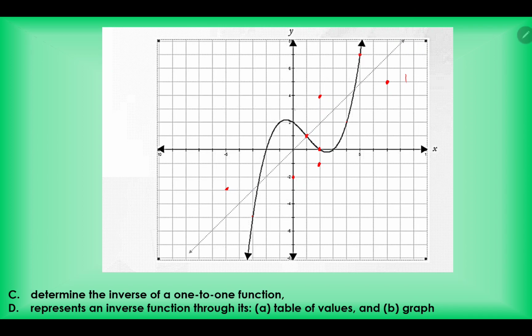Mas gandahan natin. Kasi kulang tayo ng isang point dito. We have kasi, ito, tong 3, 0. So, we have 0, 3. Ayan. Sama natin siya para mas makita natin.